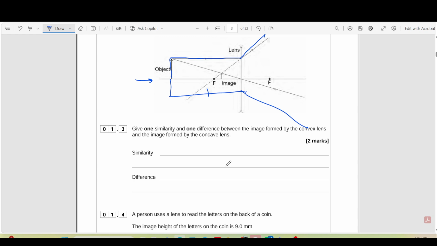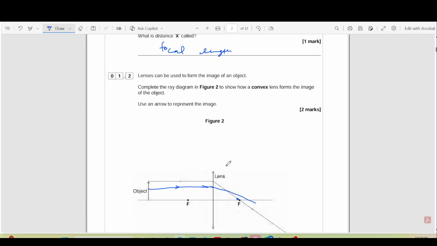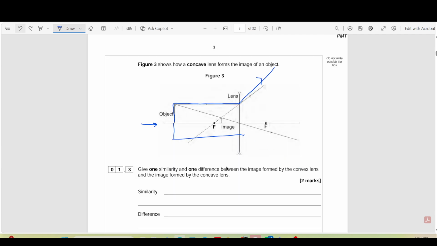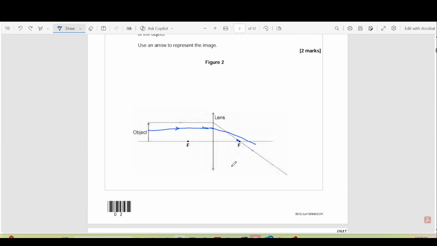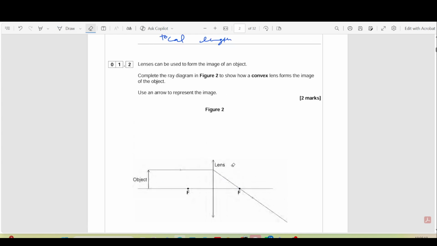We didn't do number 1.2. Where is 1.2? Okay, one second. Let me erase this and read it. Lenses can be used to form images. Complete the ray diagram to show how a convex lens forms the image, use an arrow. Okay, so we have to just make the image.